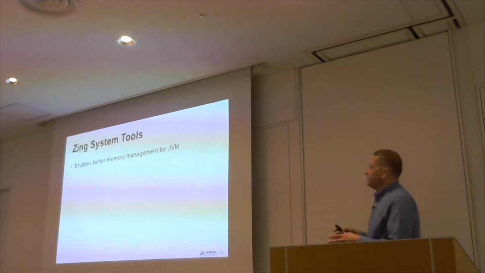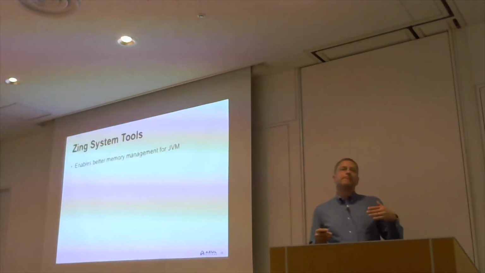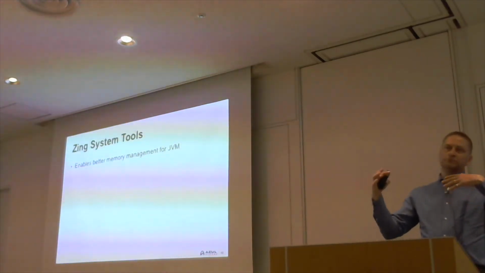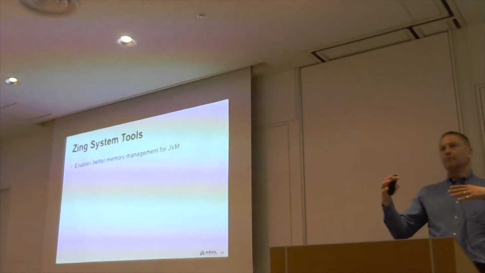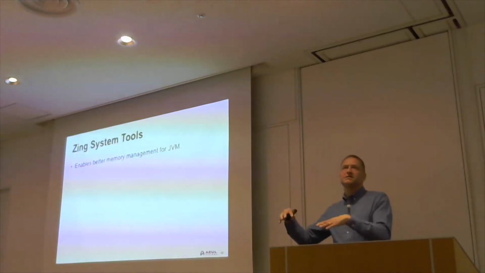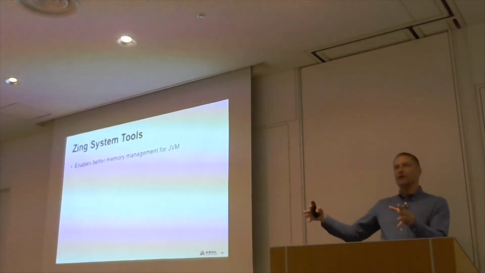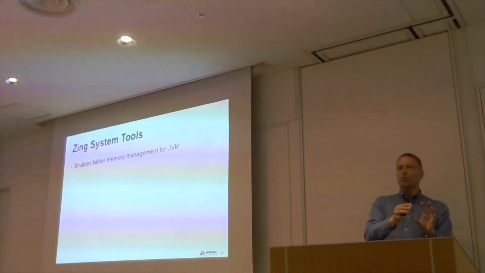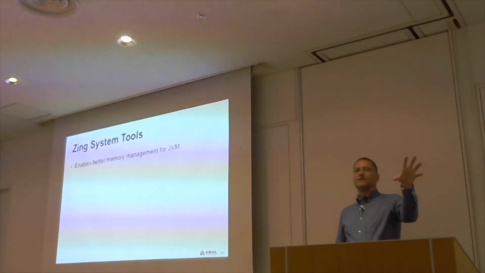This works with the Zing system tools. And what we did was we said, well, okay, so the JVM is very good at manipulating heap space and memory. But wouldn't it be even better if we looked at how the operating system works at a virtual memory level, and we actually tune that to work specifically for the JVM?